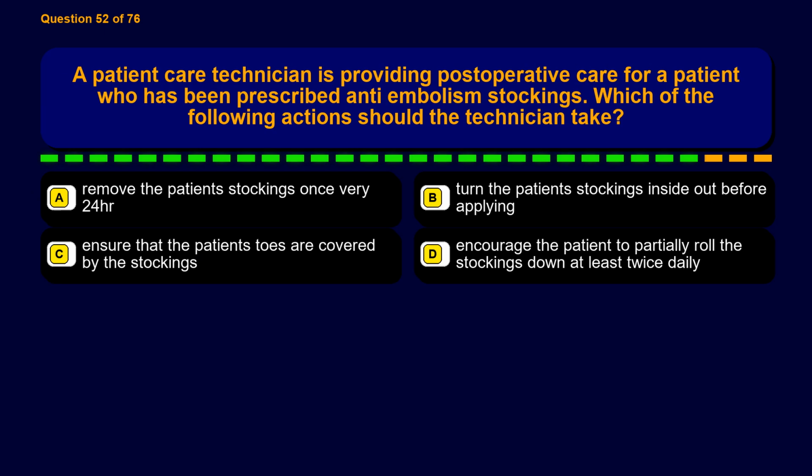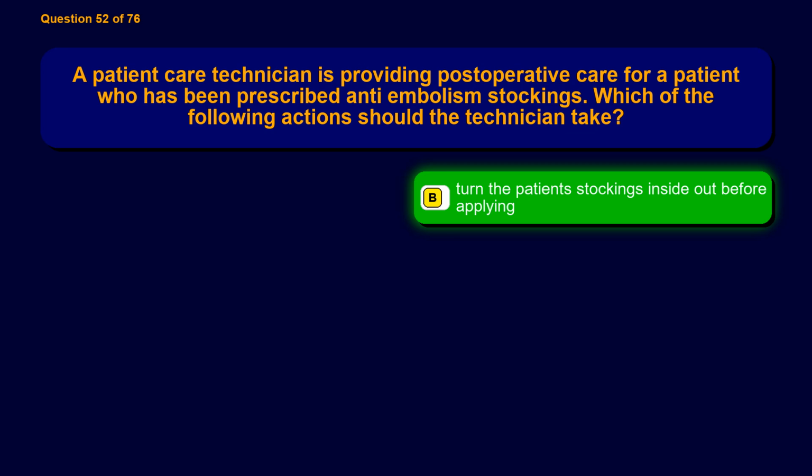A patient care technician is providing postoperative care for a patient who has been prescribed anti-embolism stockings. Which of the following actions should the technician take? Option A, remove the patient's stockings once every 24 hours. Option B, turn the patient's stockings inside out before applying. Option C, ensure that the patient's toes are covered by the stockings. Option D, encourage the patient to partially roll the stockings down at least twice daily.